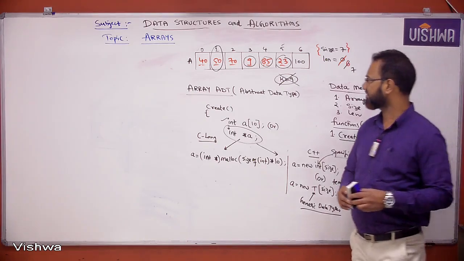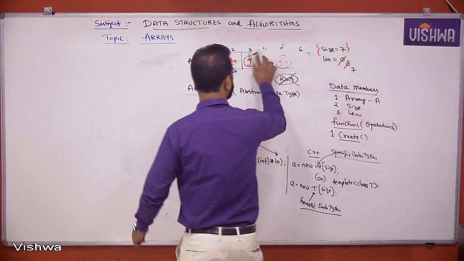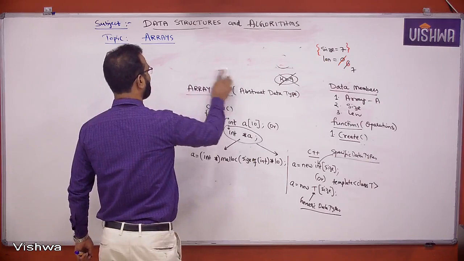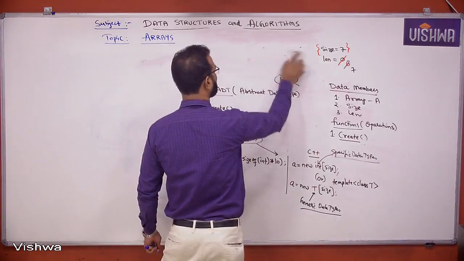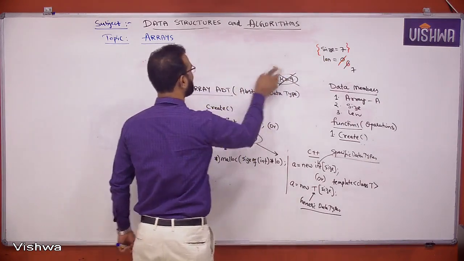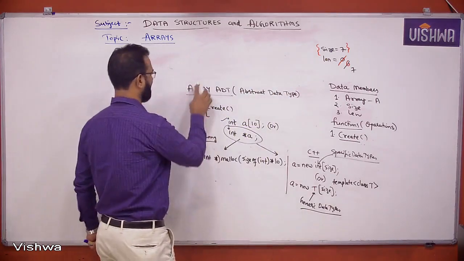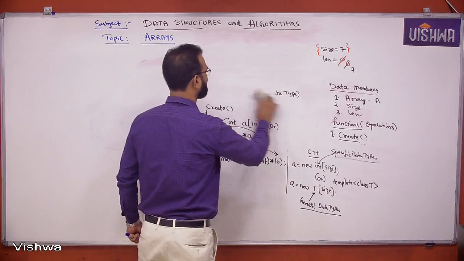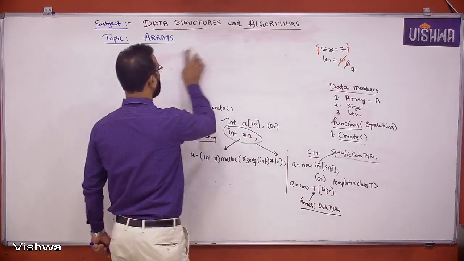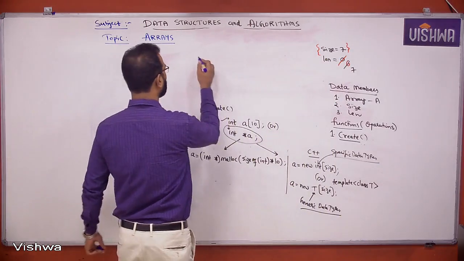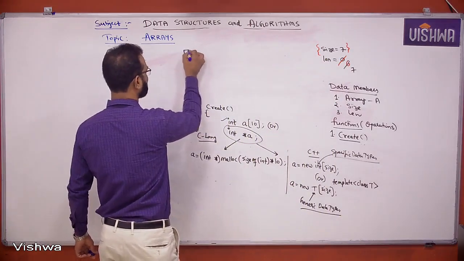Now comes the important operation, that is insert. If you have understood this operation insert with all possibilities, then you can easily understand the remaining concepts of your array ADT, that is arrays. Let's see here. I'll take an array of the same size 7.